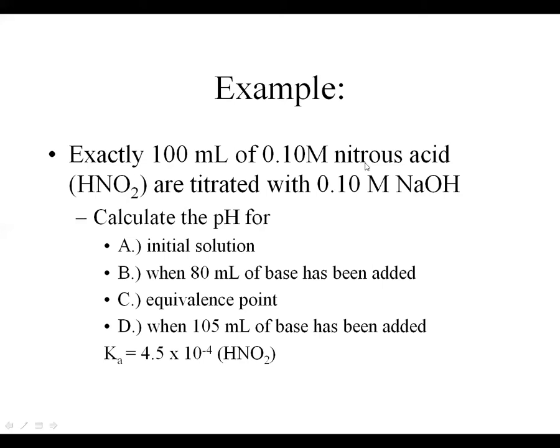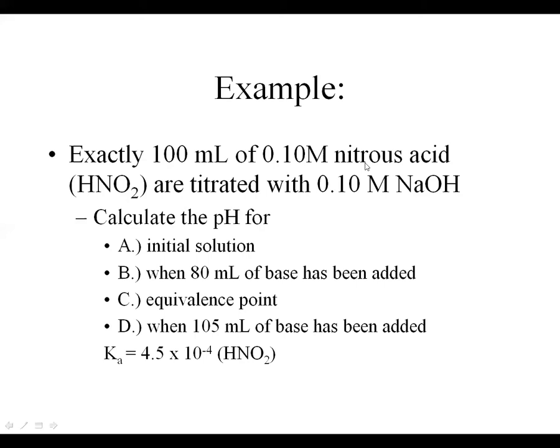All right, so why don't we get started and go through this example. This is a titration problem, and this is typically how titration problems are given to you. They don't usually give you the graph per se, but they'll just give it to you in words. So we're doing a titration with 100 milliliters of 0.1 molar nitrous acid, and we're titrating it with 0.1 molar sodium hydroxide. And we want to find the pH at some different points along the titration.